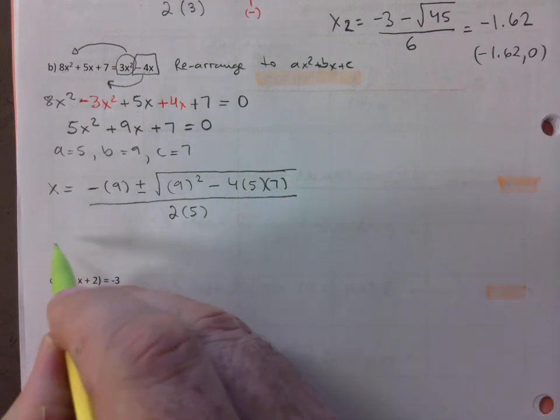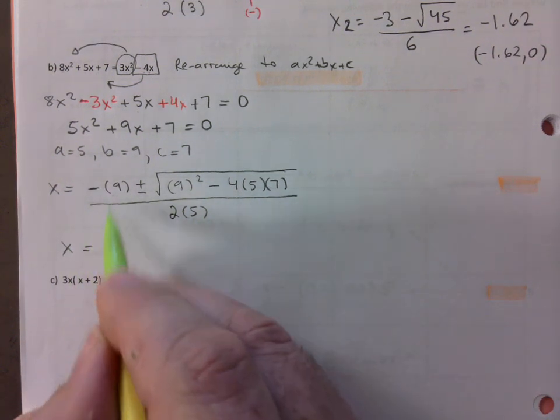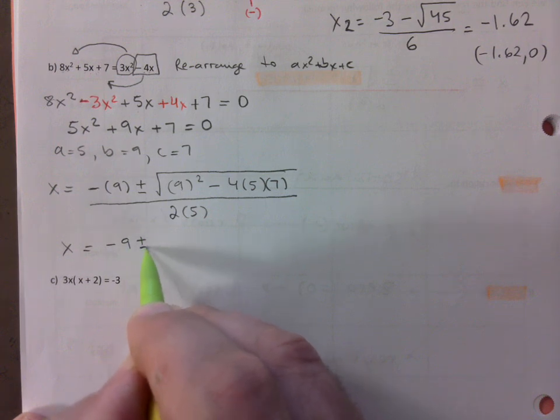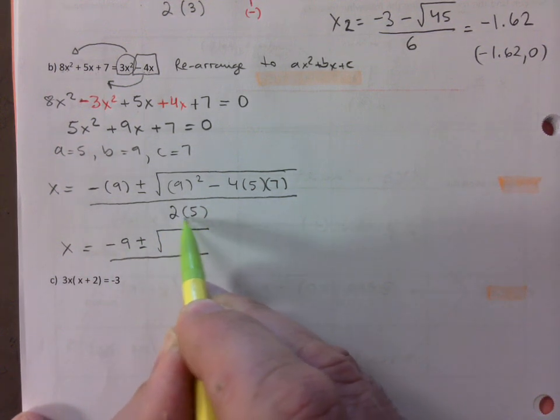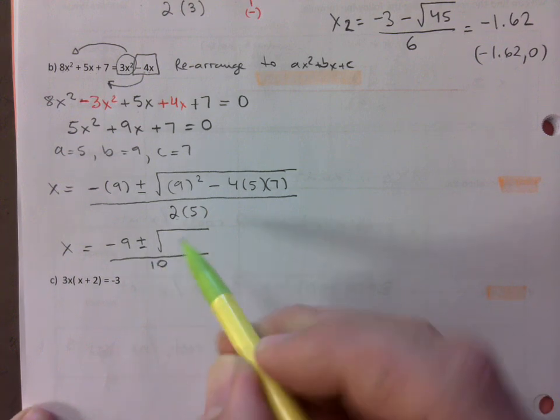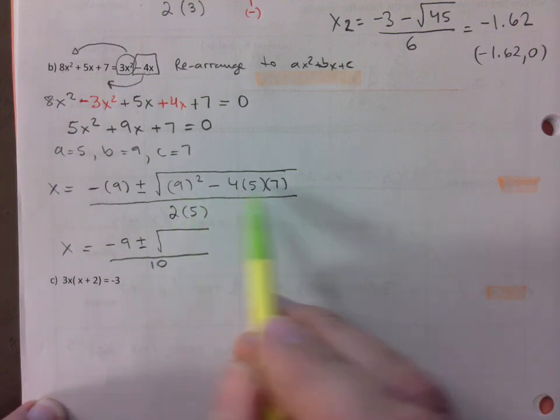And let's clean that up. You're going to get negative 9 plus or minus root. And I know that the bottom here is 10. 2 times 5 is just 10. You just have to clean up your discriminant here real quick.